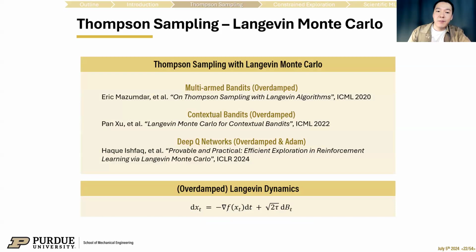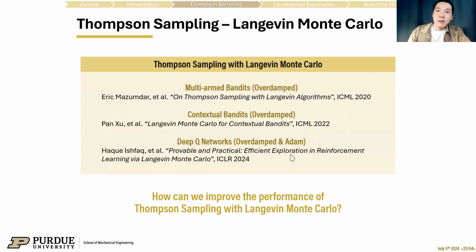So Langevin Dynamics was first applied in multi-armed bandits in this work, which to my knowledge is the very first work to consider Langevin Monte Carlo in Thompson sampling. And later it extends to contextual bandits and also Q-learning. And this is good. And the next question is, how can we improve the performance of Thompson sampling?